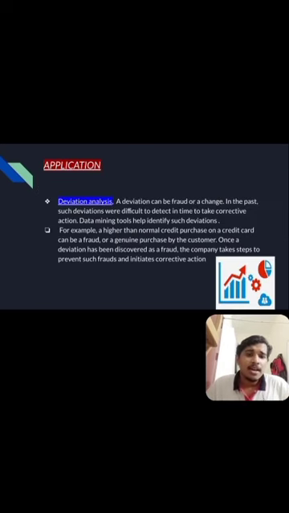And next is deviation analysis. I think this is one of the greatest advantages of data mining. As the word implies, deviation is a change from the current trend. For example, if the normal credit spending for a person is 10,000 and suddenly he withdraws an amount of 1 lakh, we can assume that it may be a fraudster or it may be a genuine purchase. Once a deviation has been discovered as a fraud, the company takes steps to prevent such frauds and initiates corrective actions.